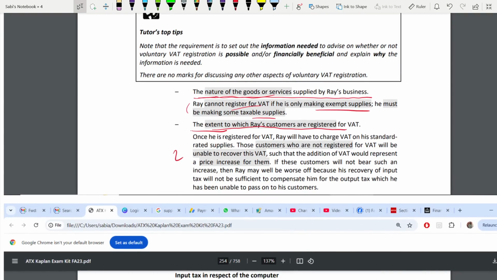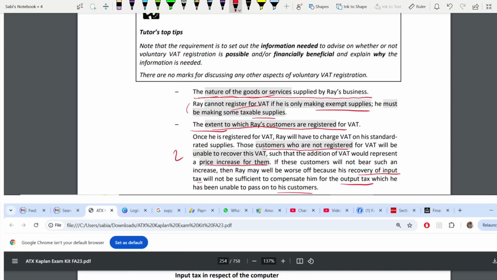for you to get the benefit of VAT registration, your customers also have to be registered for VAT. If your customers are not registered for VAT, there's a price increase for them. So even if you are recovering your input tax, it is not sufficient. You will not be able to compensate for the loss of the output tax from your customer. Customers will not buy from you.